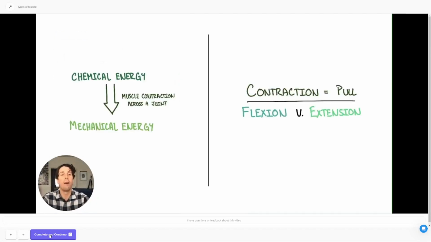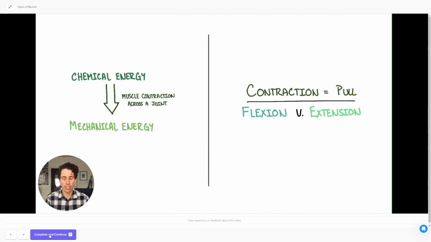All right, so first off, a muscle is going to turn chemical energy into mechanical energy with skeletal muscles. And it does that when a muscle contracts across a joint. So that chemical energy that is stored in that muscle is then going to be converted into that mechanical energy, and that's how we're going to be able to move.